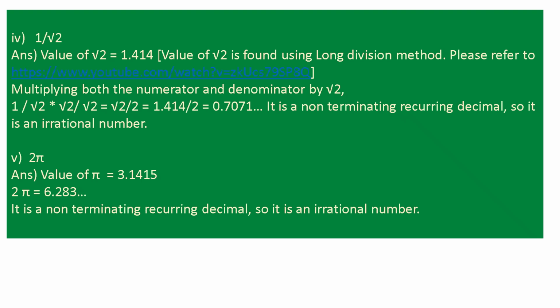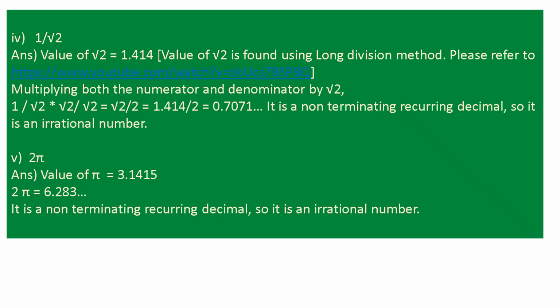Find the value of 1 by root 2. Now the value of root 2 can be found by using the long division method, and the value comes out to be 1.414. Please refer to the link below in case of any doubts on the long division method on how to find the square root of any number.